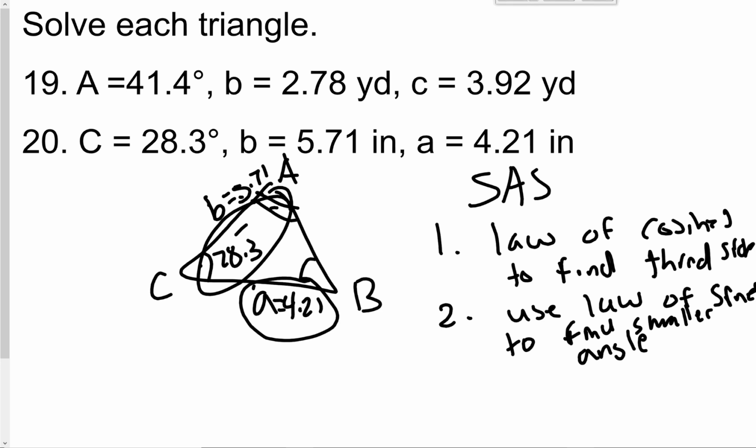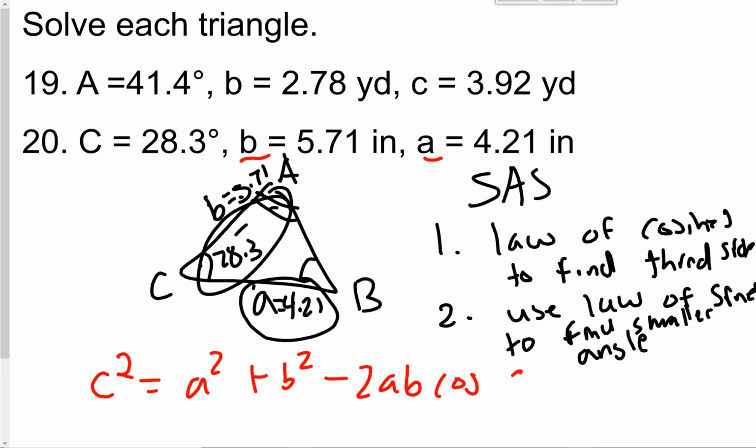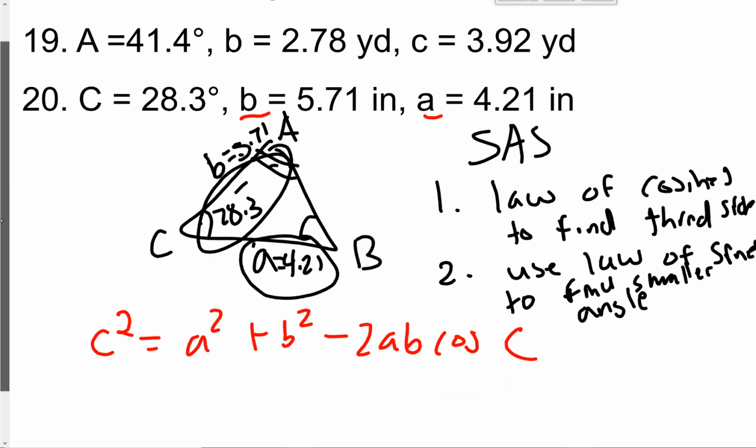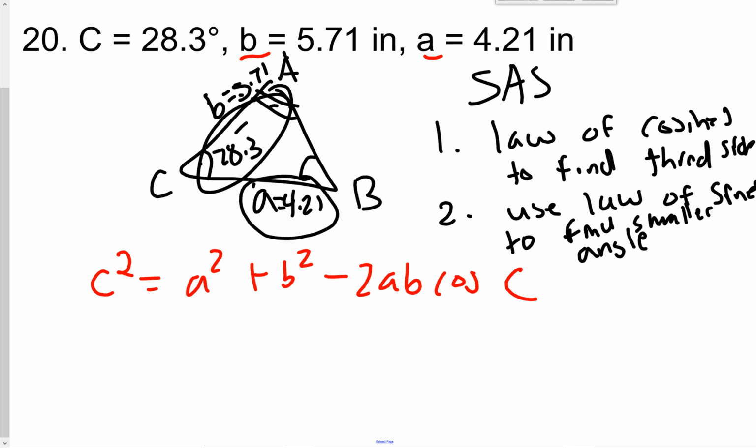We are given A and B, so that means we're trying to find C, so we're going to use this one: C squared equals A squared plus B squared minus 2AB cosine of C. We're given all those pieces as well, right? So we can just plug them in. And we're going to have to root this, right?